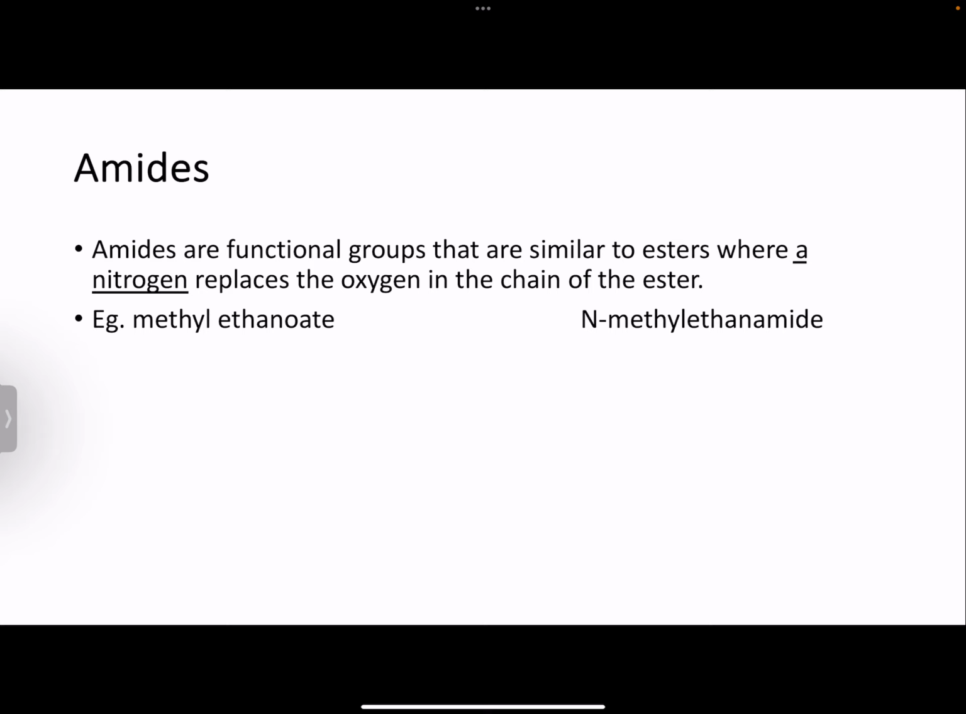Next up, an amide. An amide is similar to an ester in the fact that there's a nitrogen bound to a carbon that has an oxygen double bond. So in general, this one will have the C double bond O, the carbonyl group, and a nitrogen instead of an oxygen. So it's similar to an ester. That's its general formula there.